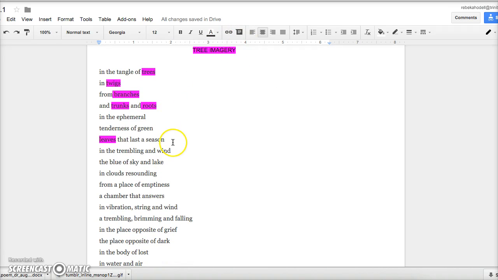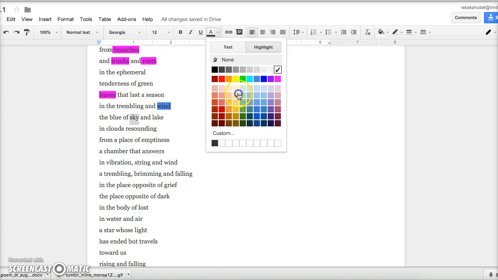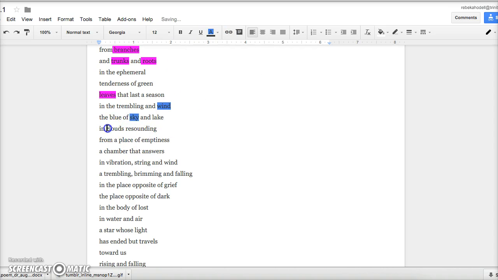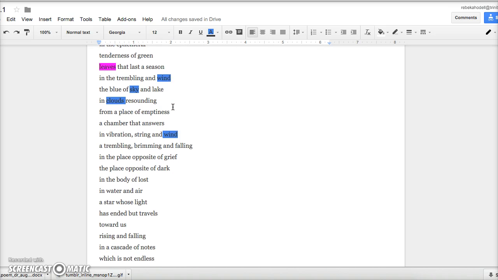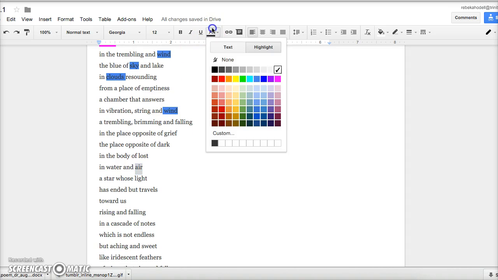Now I was going to do sky imagery. So we have the wind. I guess we could also call it celestial imagery. Sky, clouds. And we have wind again, which is also particularly interesting because I think anytime a poet repeats a single word, we need to really scrutinize that word. Because poets don't do that accidentally. They're trying to find exactly the right word. So that's interesting. Here's air.